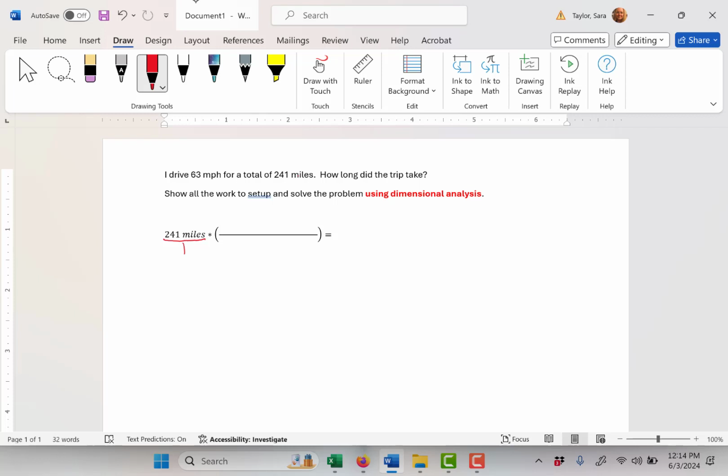The next thing I'm going to do is note what units I want my answer to come out in. The question that's being posed is how long did the trip take? So I want to know how many hours the trip took. So I'm going to get an answer at the end of this problem with some number, and the units of the answer will be hours. So notice now I have set up a dimensional analysis equation.